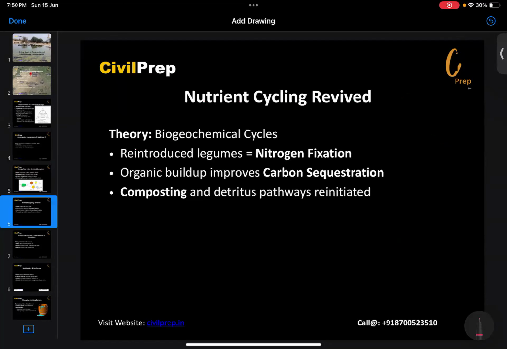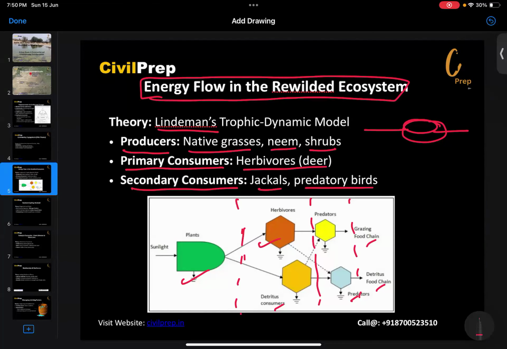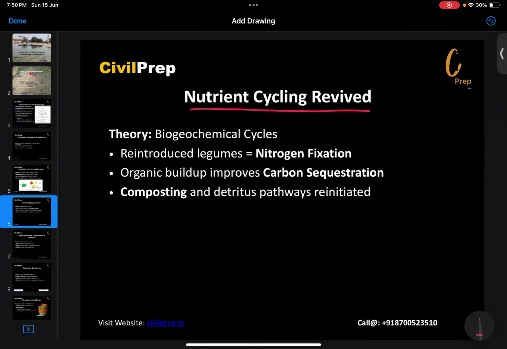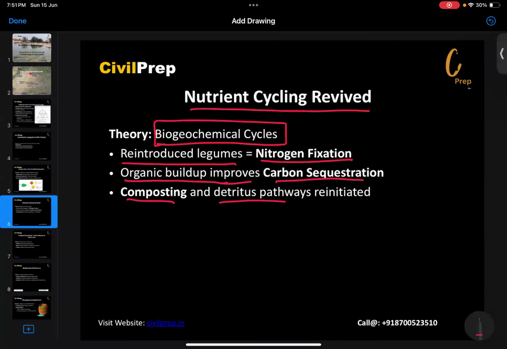Next, here we have the nutrient cycle, which has been reviving here. As we have discussed in the previous part, the revival of all these components will help us to revive the nutrients also. This is a part of the biogeochemical cycle theory. It reintroduced legumes, which is helping with nitrogen fixation. Then organic buildup improves carbon sequestration. Then composting and detritus pathways are reinitiated here.